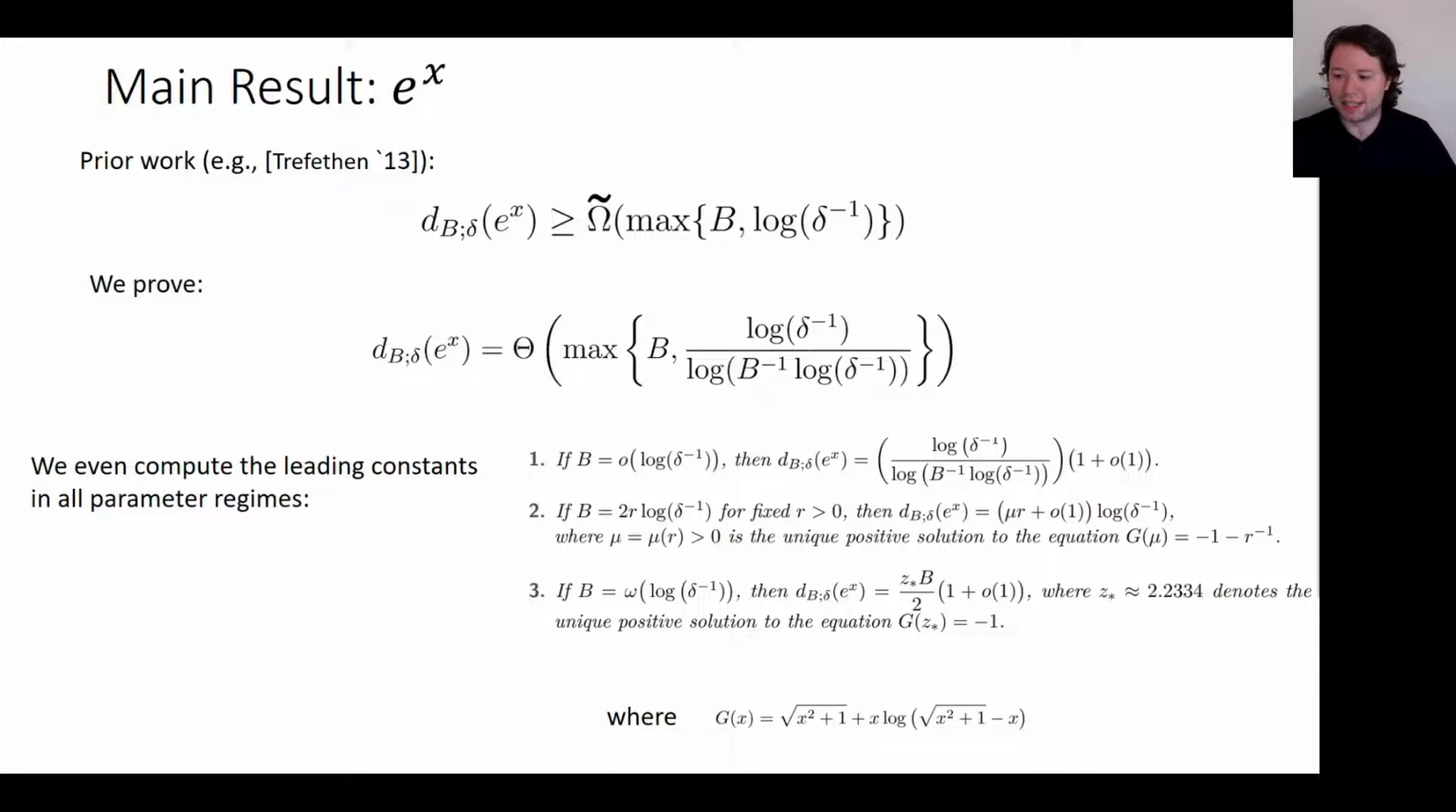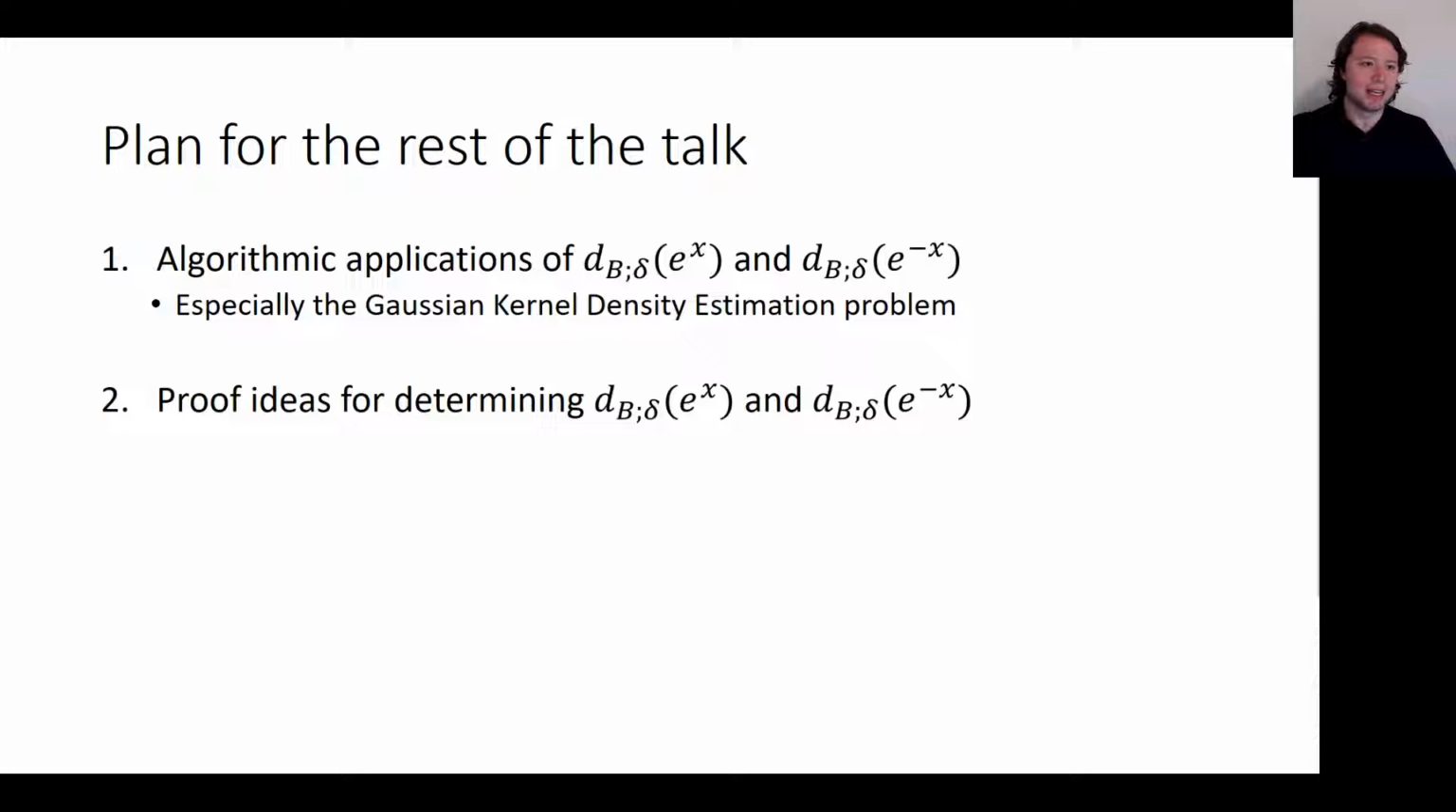So for the rest of the talk, I have 2 main goals. The first one is that I want to tell you about algorithmic applications of these degree computations, of these approximating polynomials for e to the x and e to the minus x. And I'm especially going to focus on a particular problem called the Gaussian kernel density estimation problem. Then my second goal will be about proof ideas for how it is that we computed these degrees so precisely. Okay, so let me start with the algorithmic applications.